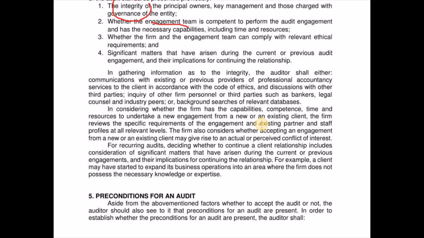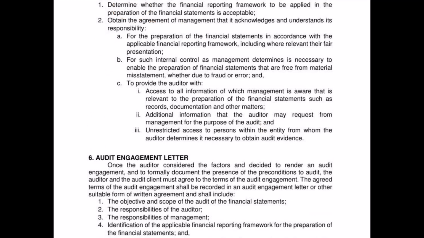So now, we'll go to the preconditions for an audit. Aside from the above-mentioned factors whether to accept an audit or not, the auditor should also see to it that the preconditions for an audit are present. In order to establish whether the preconditions for an audit are present, the auditor shall first, determine whether the financial reporting framework to be applied in the preparation of the financial statements is acceptable. Kana, importante na. Ikaduha, obtain the agreement of management that it acknowledges and understands its responsibility.